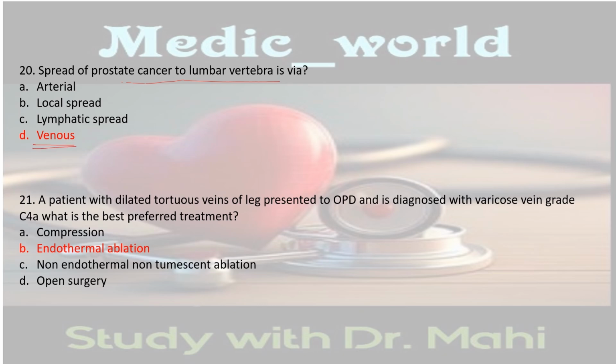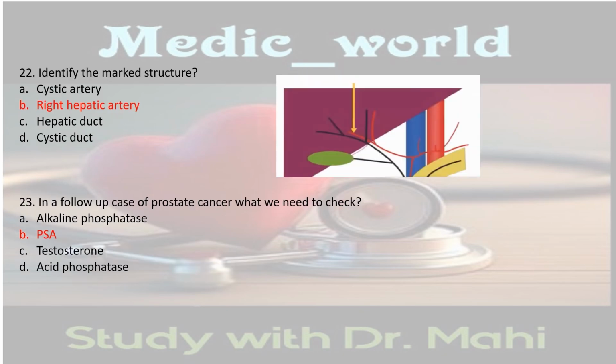Now, the next question. A patient with dilated tortuous veins of leg presented to the OPD and is diagnosed with varicose vein grade C4a. What is the best preferred treatment? The answer here is endothermal ablation. Now the next question, identify the marked structure. Here the structure which is marked is the right hepatic artery.